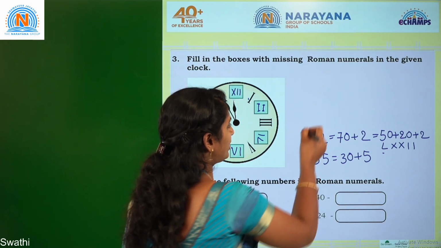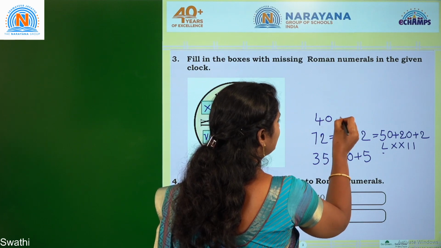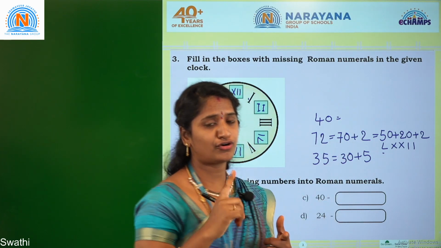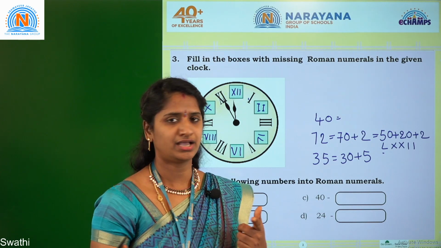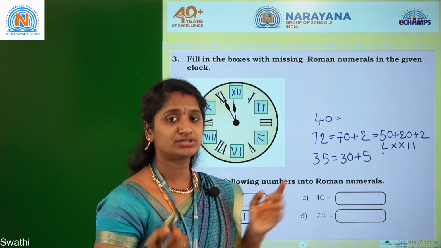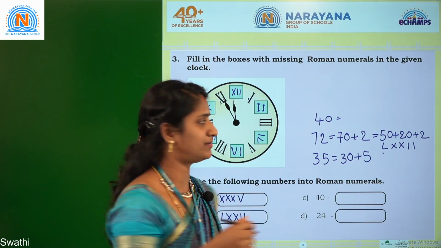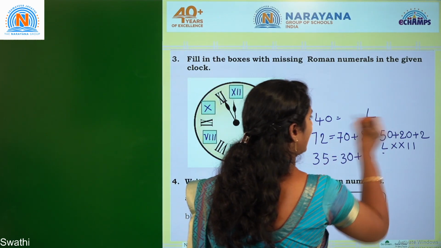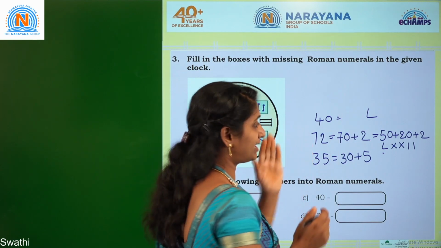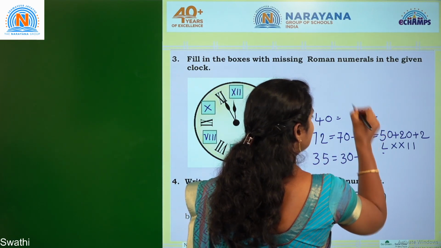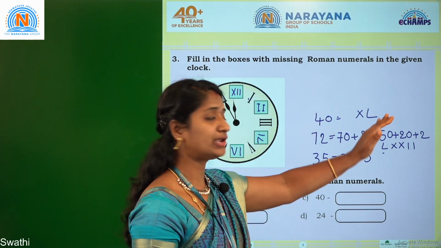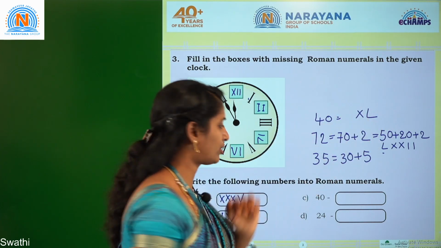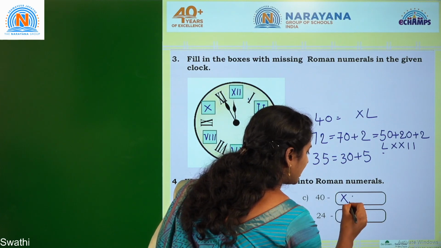Now you can come with the 40. What is 40? How can we write the 40? Can we directly write 4 X's? No, we can't write the 4 X's because we should not repeat. So it means 50 minus 10. So here it is 50, L. I am writing X on the left side of this letter. It means I am subtracting 10 from 50. It means 40. So 40 value is XL. You can write XL.